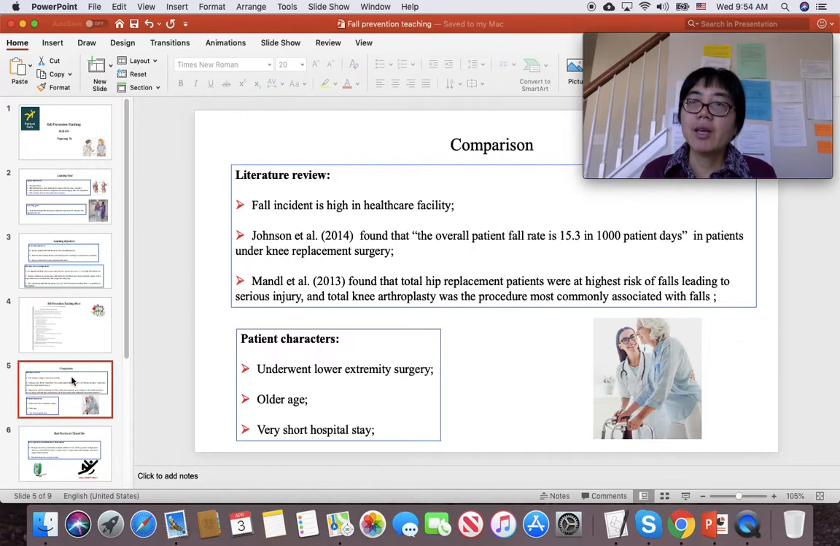Because for most joint replacement surgery, if there are no complications after the surgery, the hospital stay is very short, usually 3 to 5 days. I even encounter some patients who have only a 2-day hospital stay. The first day they had surgery, the second day the PT evaluated them and worked with them, then they were discharged in the afternoon. It's very, very short. They have very short time for learning.